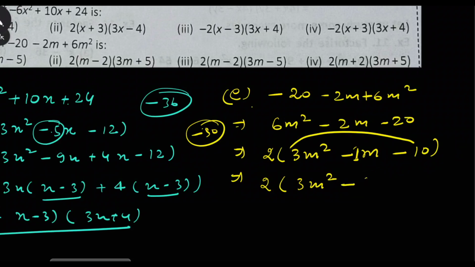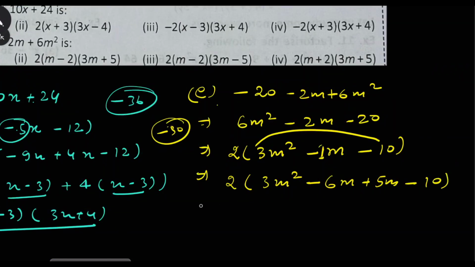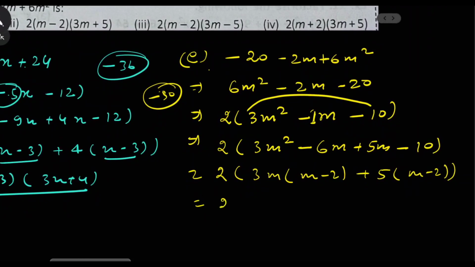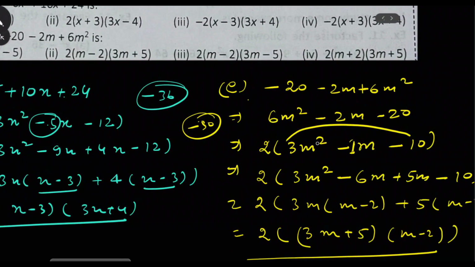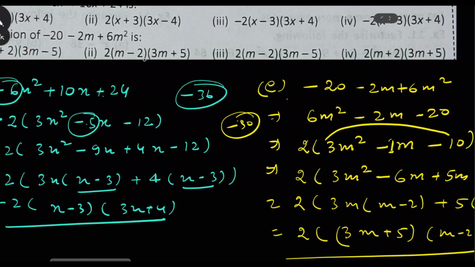So we are going to split it into 6m plus, and minus 10 is there. So taking 3m as common, m minus 2, and here we got 5, m minus 2 is there. So you will have 2 into 3m plus 5 and m minus 2. So let us see which option is correct. 2 into m minus 2, 3m plus 5, option second is the correct answer.